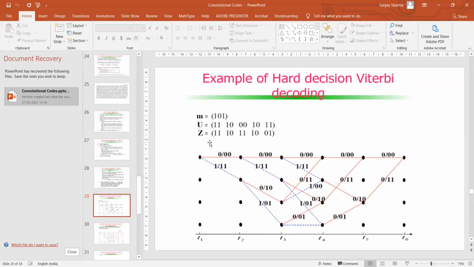Now, the code word passes through the channel. It gets affected with noise. There may be some errors. Error means 1 can change to 0 or 0 can change to 1.